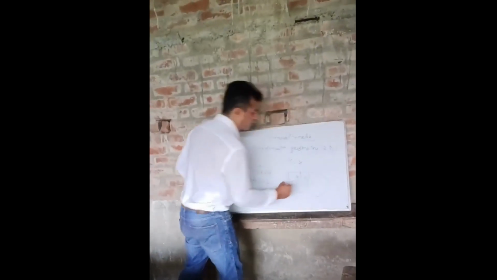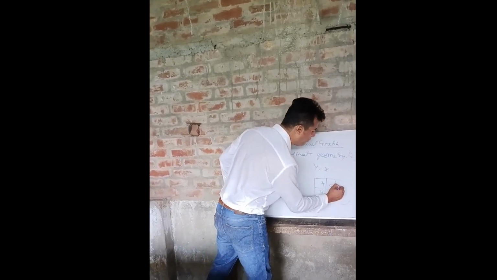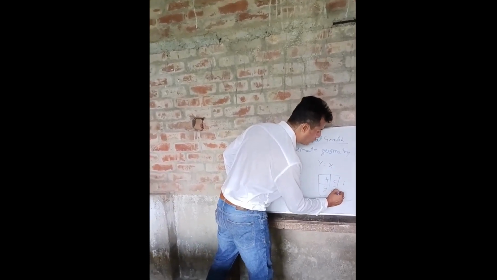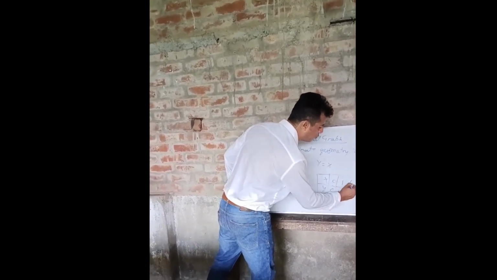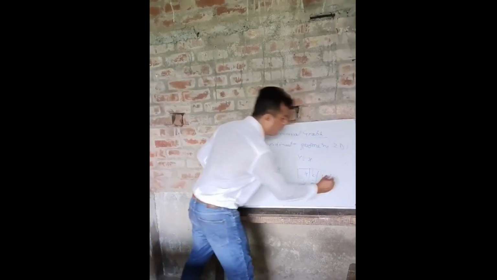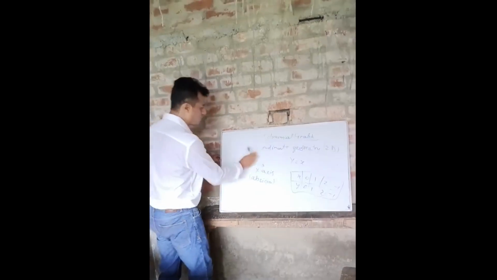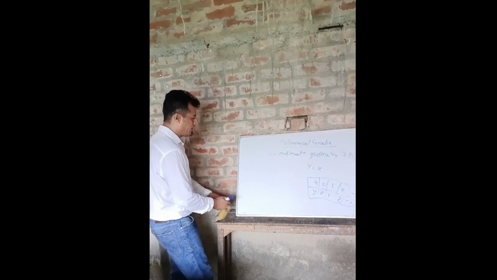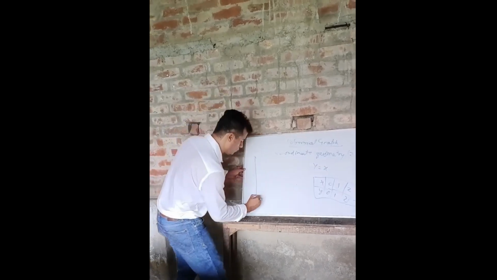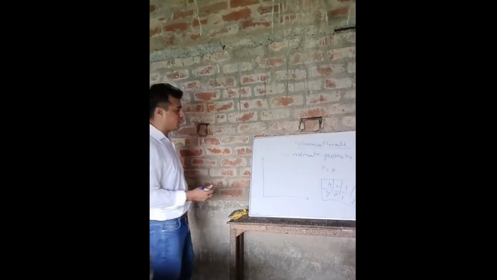If we put x equals 0, we will get y equals 0. If we put x equals 1, y equals 1. If we put x equals 2, y equals 2. If we put x equals minus 1, y equals minus 1. So now we will plot all these points on the x and y coordinates.